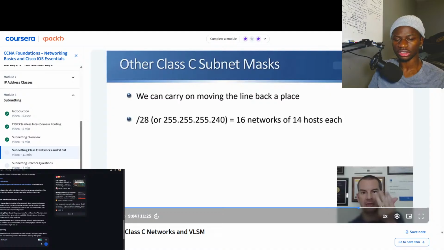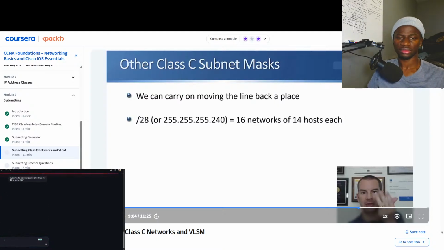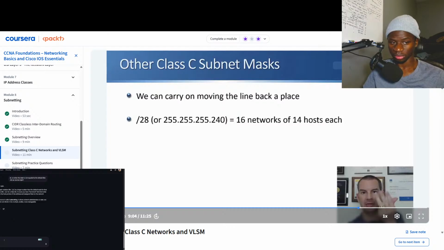When the slash is not equal to the default, like /24, we borrow, right? When the slash notation is a larger number than the default mask for that class of IP address, like /16 for class B, it means you have borrowed bits from what could typically be the host portion of the address and assigned them to the network. This borrow process is called subnetting.